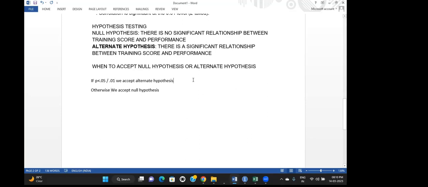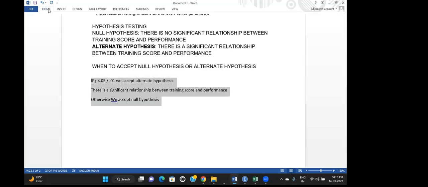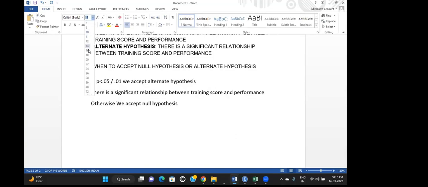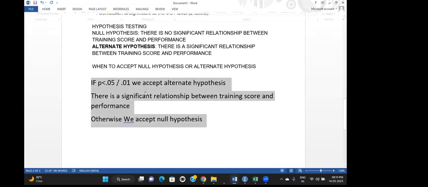And what is your alternate hypothesis? That there is a significant relationship between training score and performance score. So this is what the null and alternate are. And according to this, we accept the alternate hypothesis. I hope this is clear to everyone.